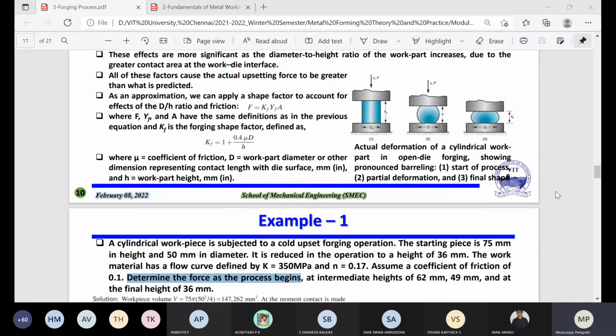Because the sample is the same, the initial diameter is the same. So you can calculate the total volume of the workpiece. From that total volume, you can find the area because you have the height, 62. Then you can calculate the diameter.